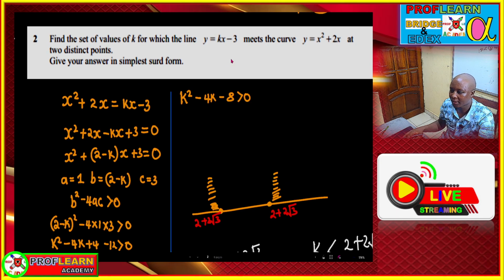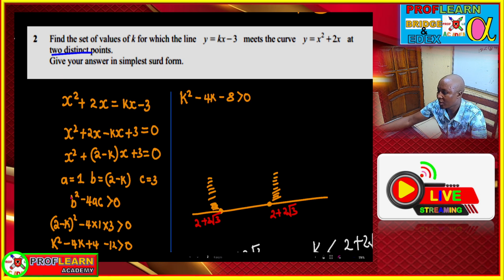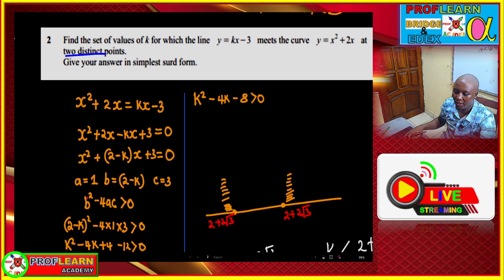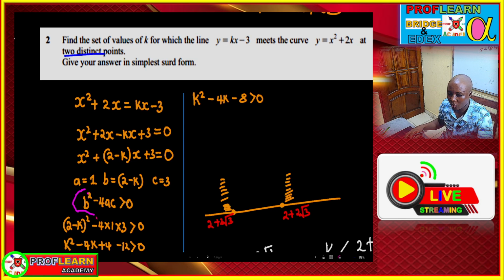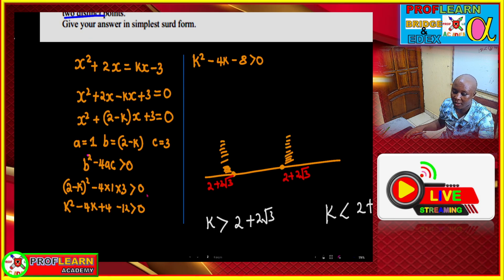Then, since we are told that they meet at 2 distinct points, when you calculate the discriminant it should be greater than 0. In the event you have a scenario whereby the 2 lines are meeting at 2 distinct points, the discriminant must be greater than 0. That is exactly what I did here. So I went ahead to work out the discriminant, and I say the discriminant should be greater than 0. Remember, this represents the value of b. a here is 1 and c is 3.